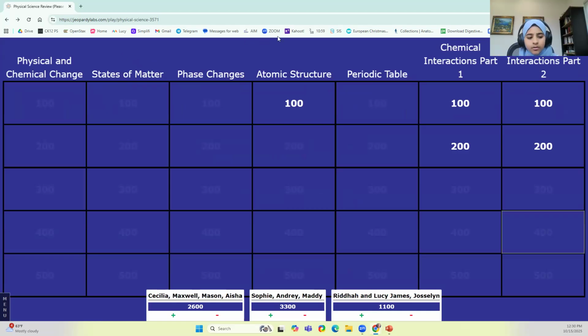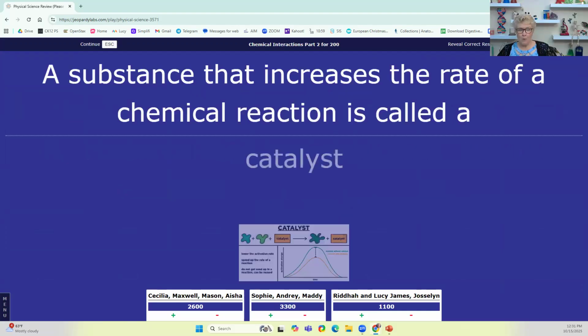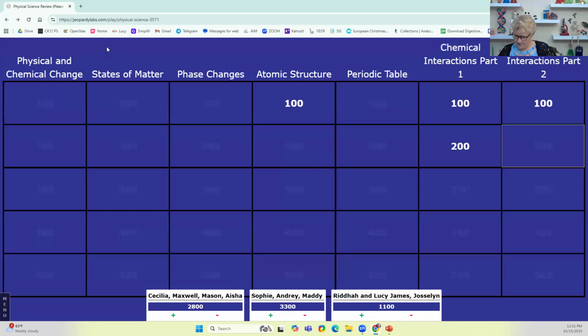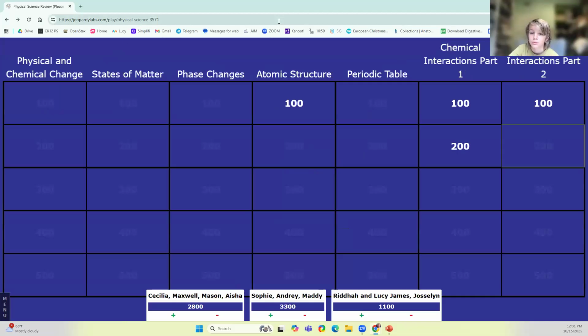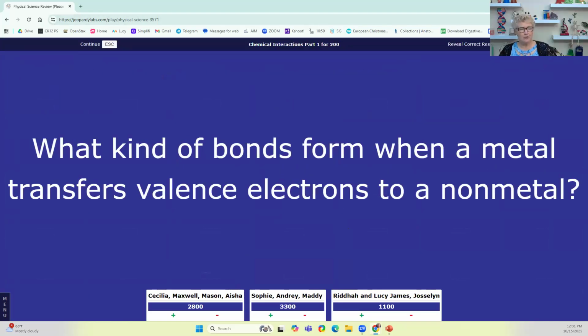Chemical interactions, part 2, 200. A substance that increases the rate of a chemical reaction is called a what? A catalyst. It's called a catalyst. Anybody remember what catalysts are? Let me give Aisha's team points. What the catalysts are called in the human body or in living organisms? Andrew? Enzymes. Yeah, that's right. All right, so that was Aisha. Now we are to Andrew. Chemical interactions, part 1, 200. What kind of bond forms when a metal transfers valence electrons to a nonmetal?